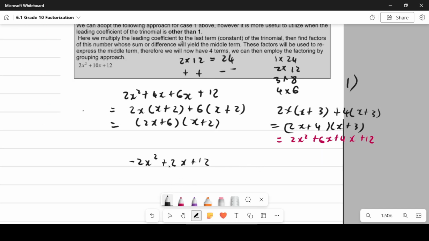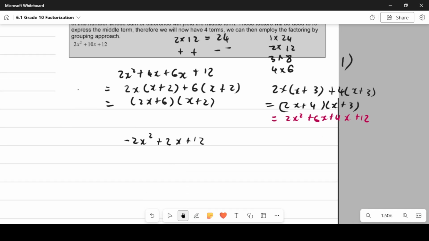Okay, so let's say we were given this question here, something a bit more complicated, but a very simple idea. The first thing you would say is, okay, I have a trinomial, right? It has the highest degree of 2. Perfect. So now we check the list. I see that we have a leading coefficient that is other than 1. So it's not 1 or minus 1. It's in fact minus 2.